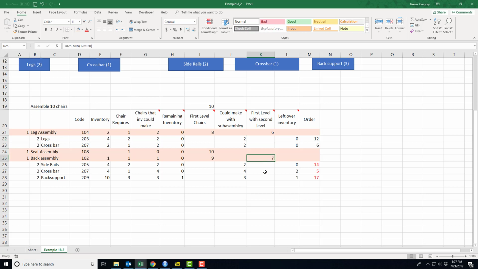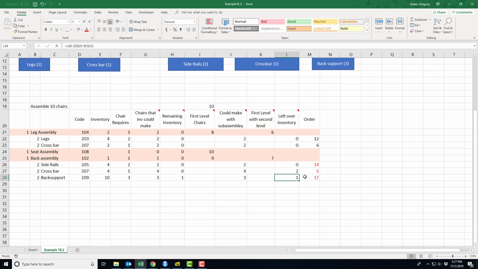Okay, what about down here? This makes a little more sense. Well, what's the minimum number of chairs I could create with my inventory? Well, I could make 2 of them, and that leaves me with a little bit of product left over. So I can make 7 chairs, but that would leave me with 2 chairs that I could make with crossbars, and 1 more chair I could make with back support.